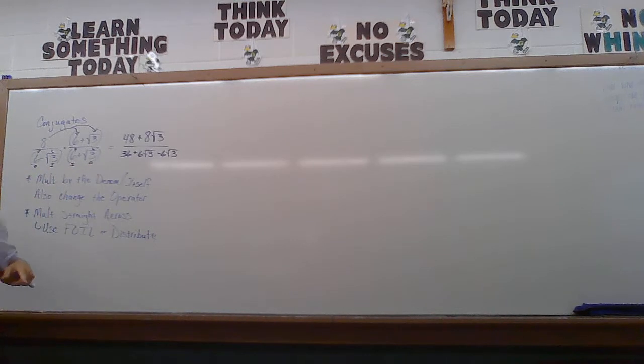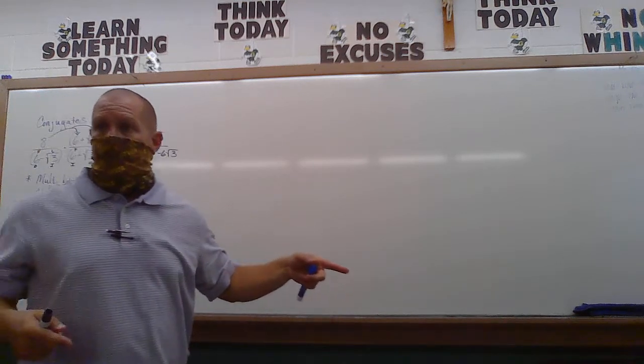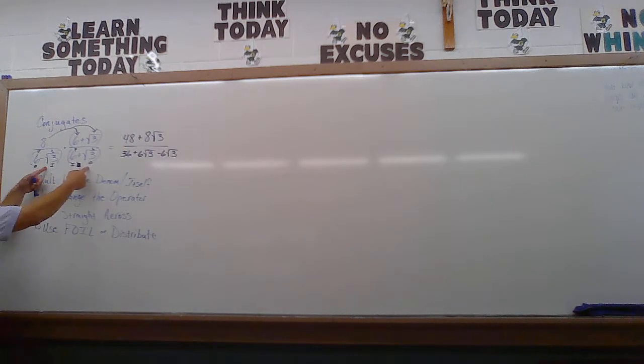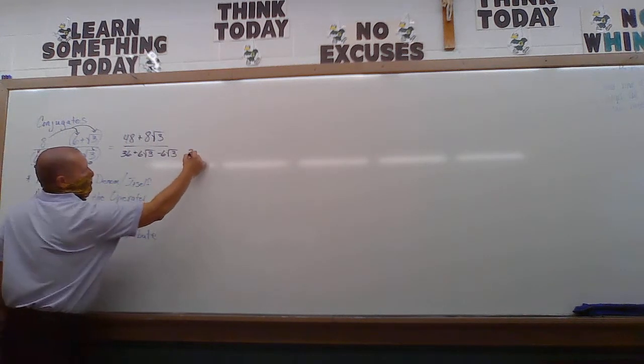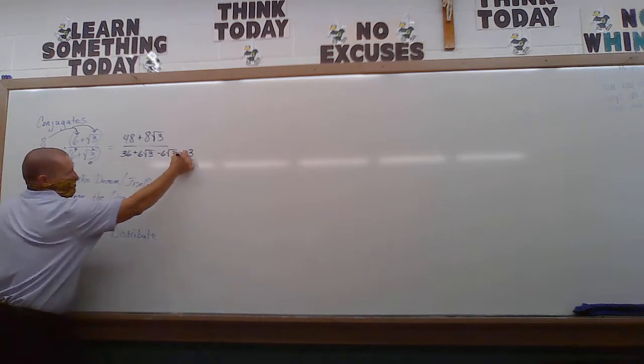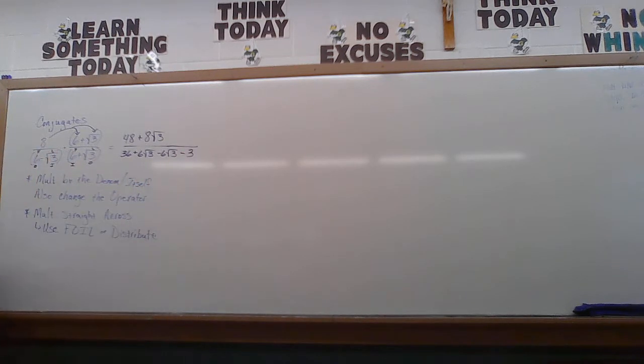What did we say the other day when we take a radical times itself? We get that number, right? So the square root of 3 times the square root of 3 turns out to be 3. What's my sign for the 3? Negative, right? One positive, one negative makes the whole thing negative. So that would be the process of FOIL right there.